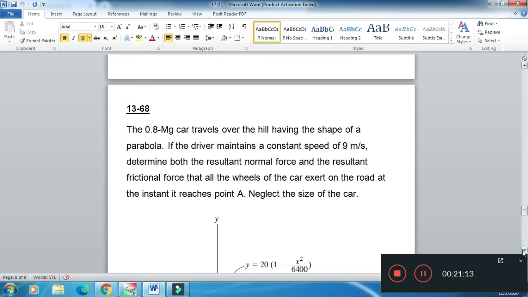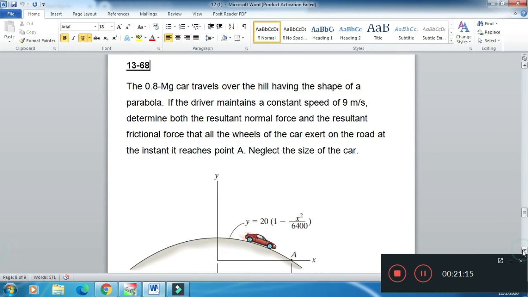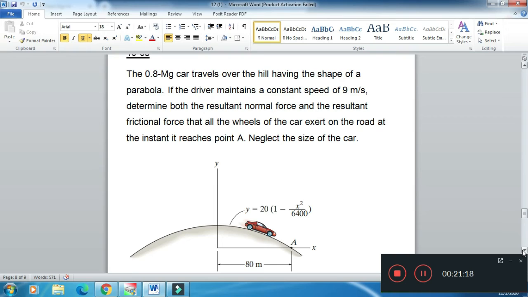Next problem is 13-68. The car is moving on a hill, and the surface follows the shape of a parabola. The car's mass is 800 kilograms, and the driver maintains a constant speed of 9 meters per second. We have to find the resultant normal force and resultant friction force when it reaches point A, and obviously we neglect the size of the car, treating it as a particle.